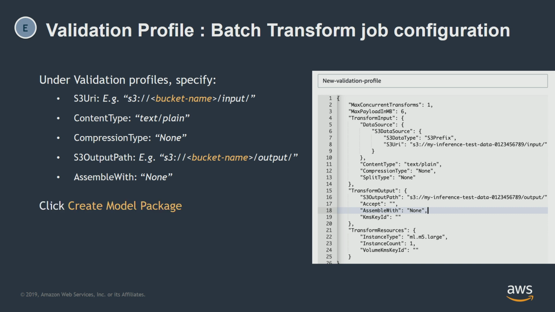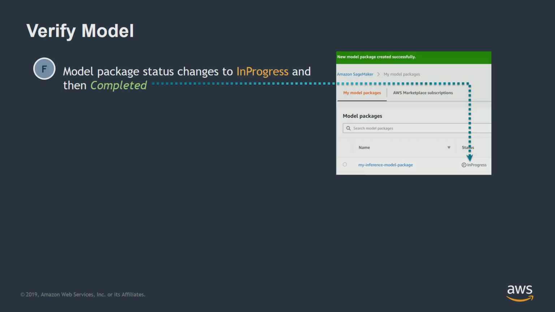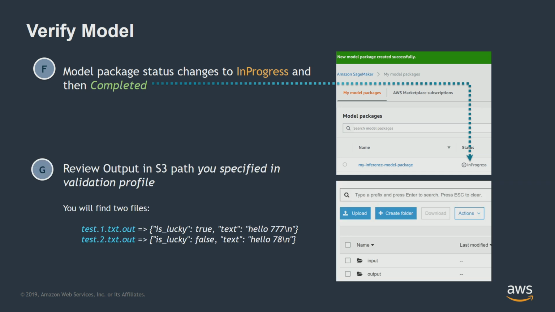We'll create the model package. Once it's created, it'll go into an in-progress status. And in this step, it will take your data and try to pass the data to your container image inside SageMaker and see if you can pull out the response and then put it back into S3. And when it's done, you'll get a completed status and you can now go to S3 and look at the output.